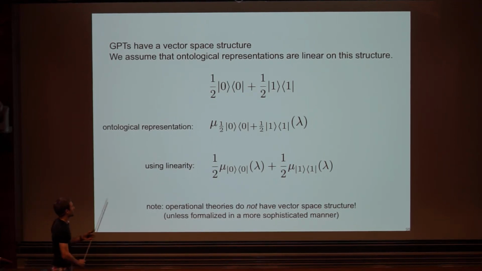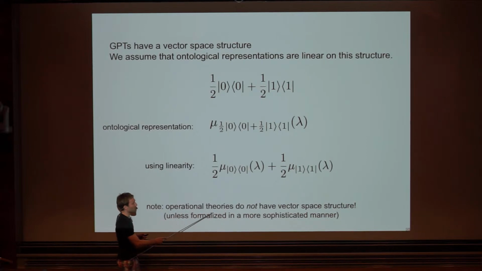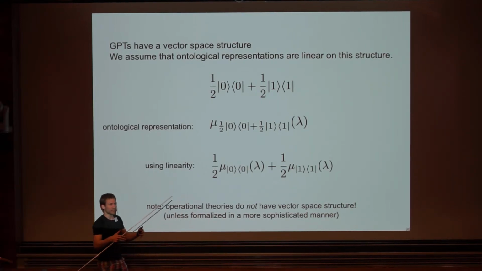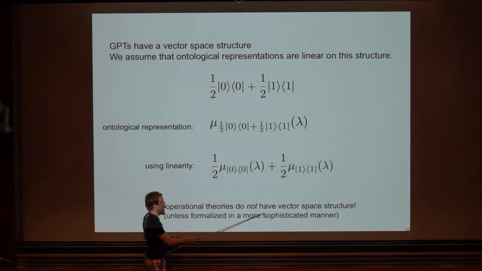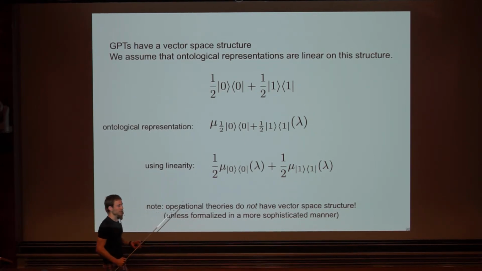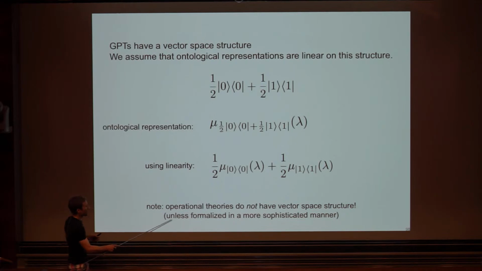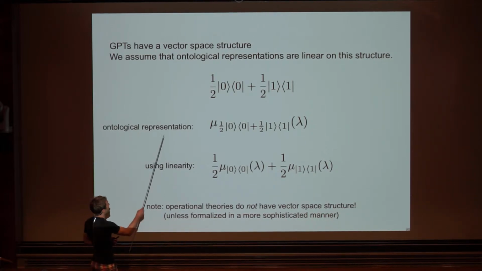Before I tell you why we assume that, I'll just note that, strictly speaking, operational theories, remember, are just descriptions of things you're doing in the laboratory. So it's actually quite hard to view them as having mathematical structure, like vector space structure. You can formalize them in such a way that they do have the right structure, but it's a bit complicated, so that's just something to note if you ever get into this stuff in detail. But okay, back to the main point.